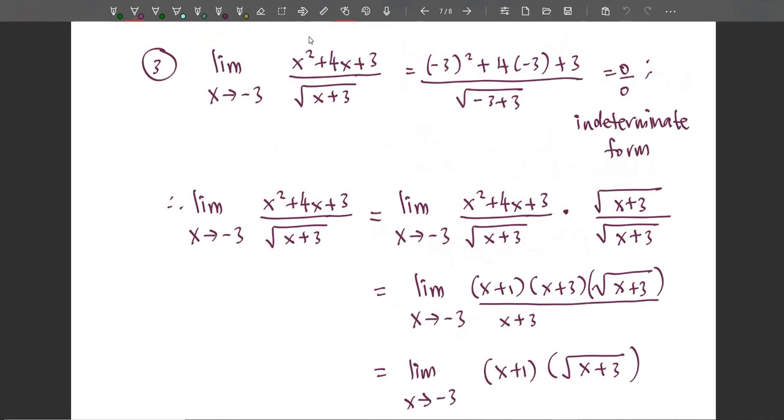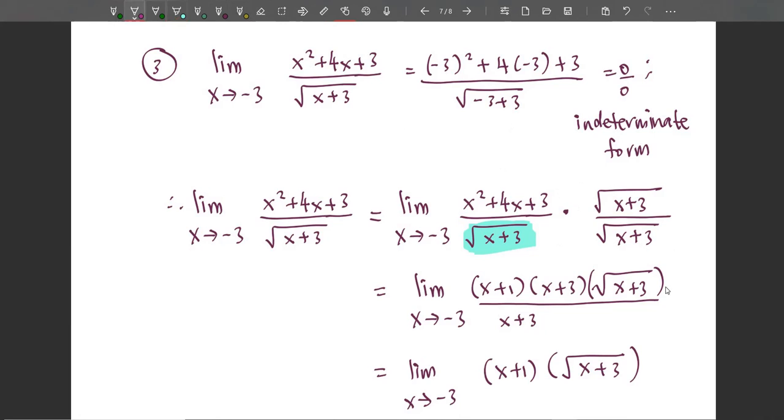Okay. Limit of x squared plus 4x plus 3 over root of x plus 3 when x approaches negative 3. As you can see here, when I substitute the value, we get 0 over 0, which is indeterminate form. And the radical is this one. We need to multiply with its conjugate. I have explained it earlier in the video. So the conjugate is the radical itself.